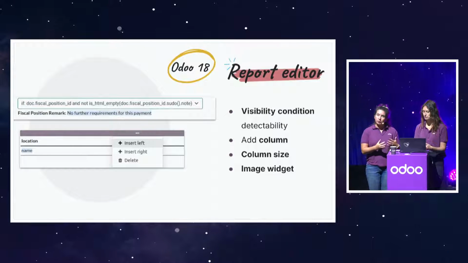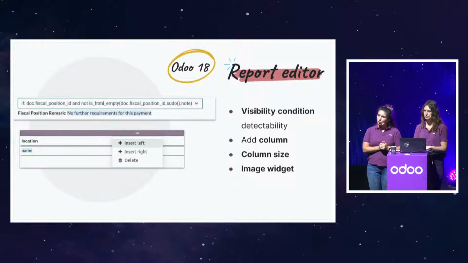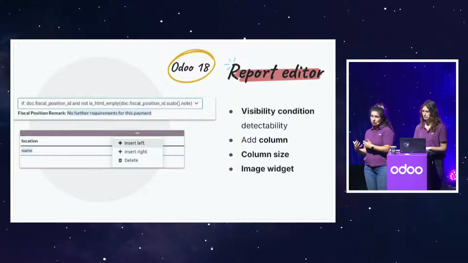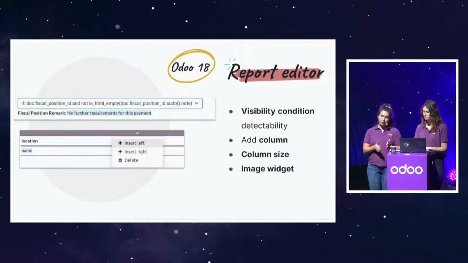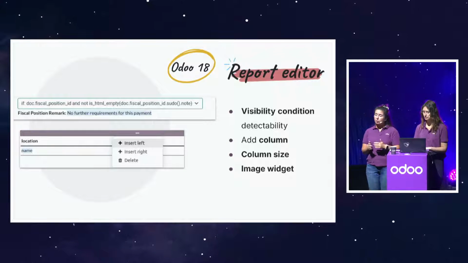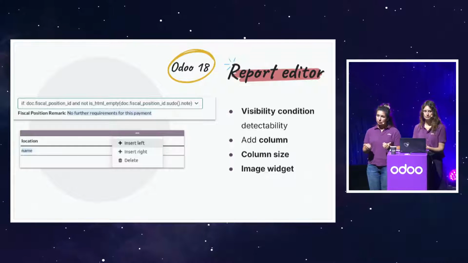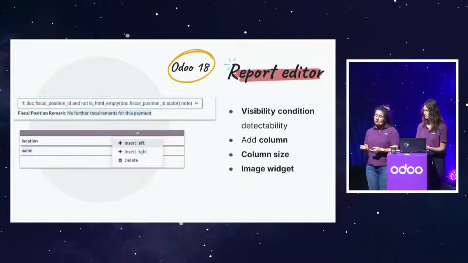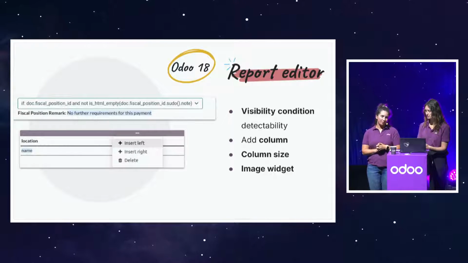Then we have the tables. It was kind of hard to add any columns without going into the XML if there was a visibility condition on it. So now we can add a column to any table, visibility condition or not. So for example, if you go on the sale order PDF, now you can add a column on the sale order line. Same for delivery slip, you can now add on the stock move some new column.